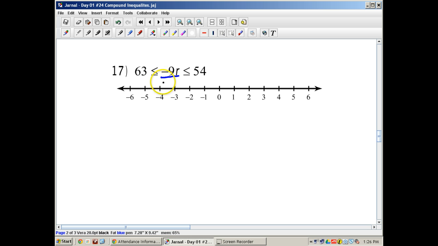Let's go to 17. Divide everything by -9. Of course, divided by a negative, switch the signs. -7 on the left. -6 on the right, is that correct? Now, flip it all around.